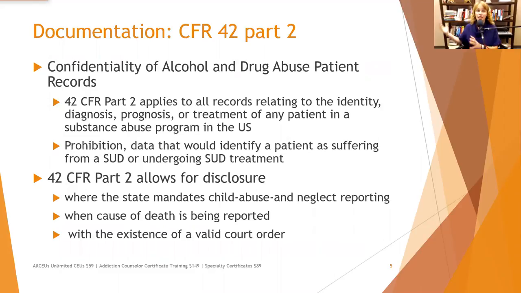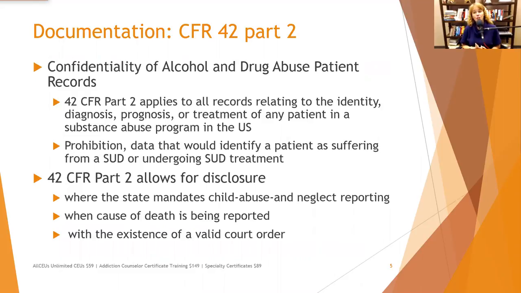So this is in addition to HIPAA and HITECH and all of those. Substance abuse clients have additional protections. There's a prohibition: data that would identify a patient as suffering from a substance use disorder or as undergoing substance use disorder treatment, you can't identify that information unless you have a specific release of information. So if you're seeing somebody for mental health issues, but they've also got a substance use disorder, you can't divulge that. That's separate information, and their record is extra protected.